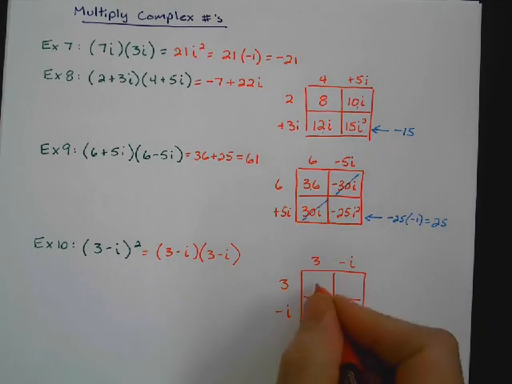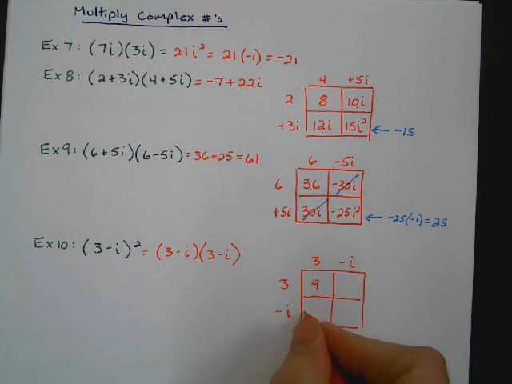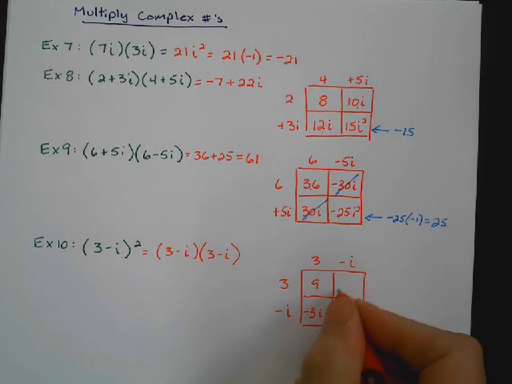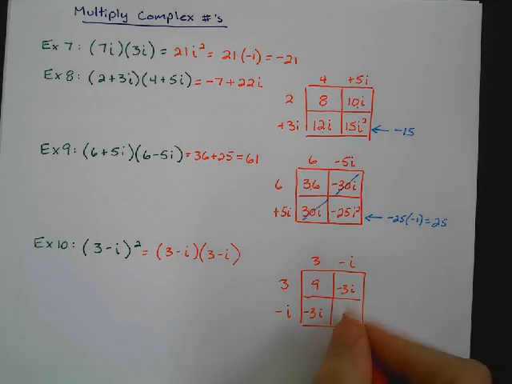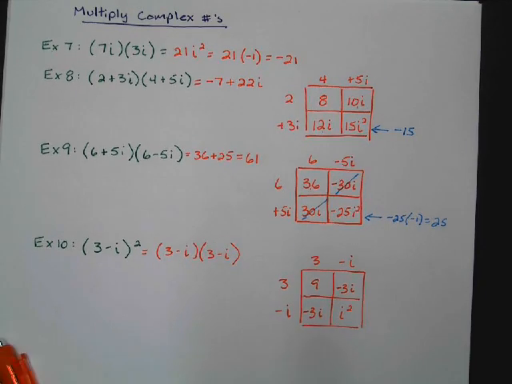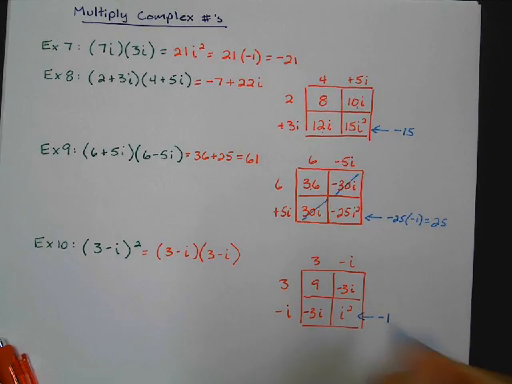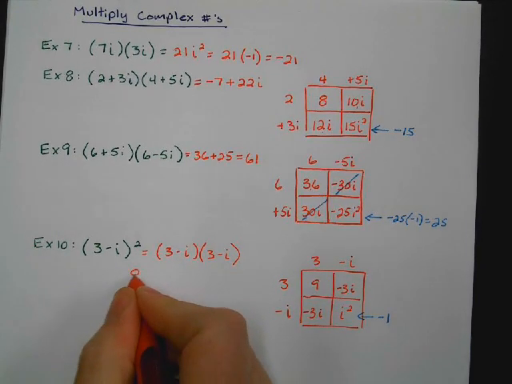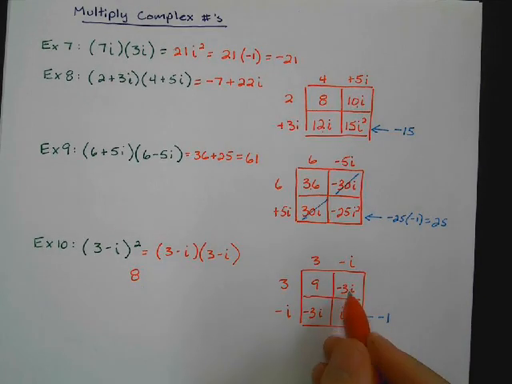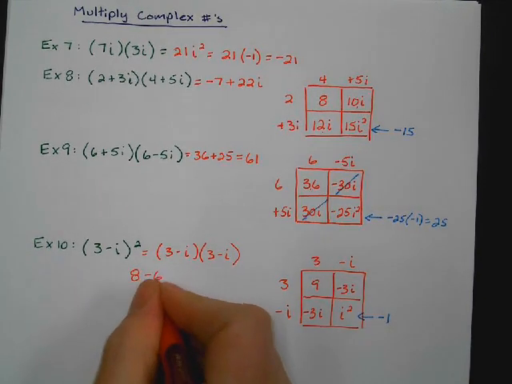So 3 times 3 is 9. 3 times negative i is negative 3i. Negative 3i over here. And then this is positive i squared, because negative times a negative is a positive, so you just get i squared. But we know that i squared is actually negative 1. So my like terms are 9 and negative 1. So 9 minus 1 is 8. And then negative 3i and negative 3i is negative 6i.